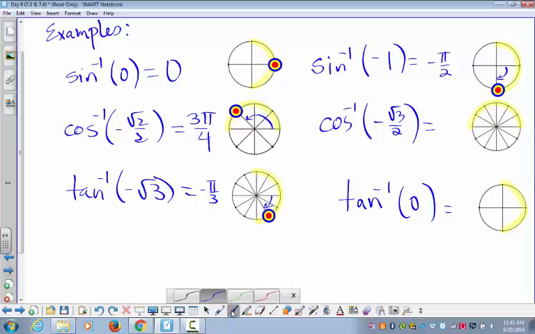Inverse cosine, top half. Negative root 3 over 2. So we want the angle with the cosine value of negative root 3 over 2. 12-sector circle right there. And what's that angle? 5 pi over 6.